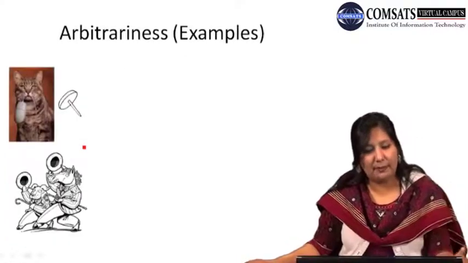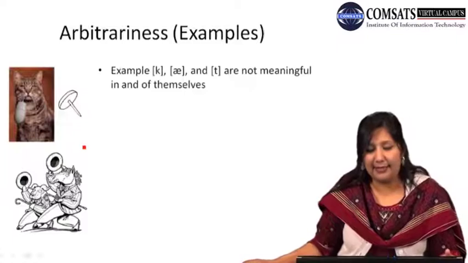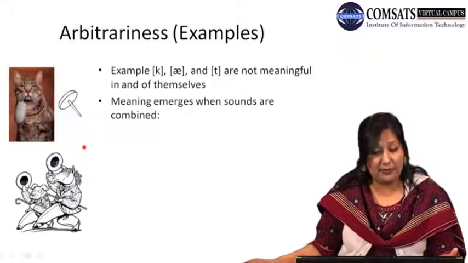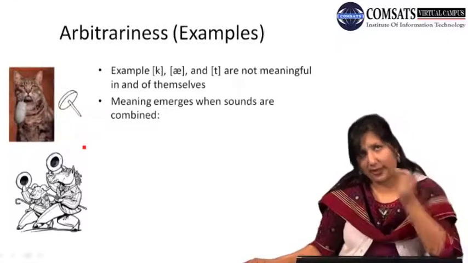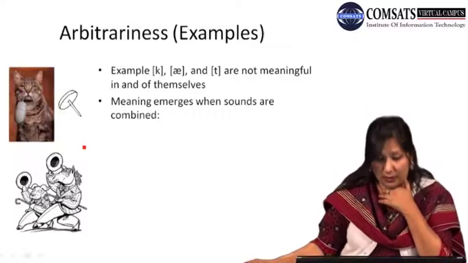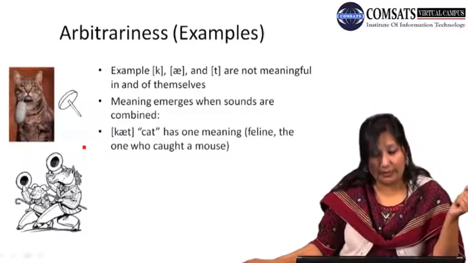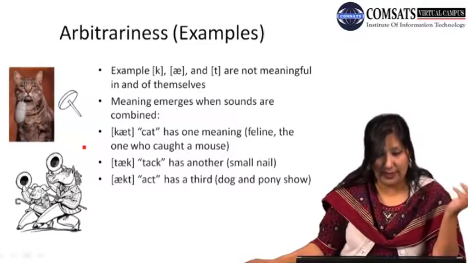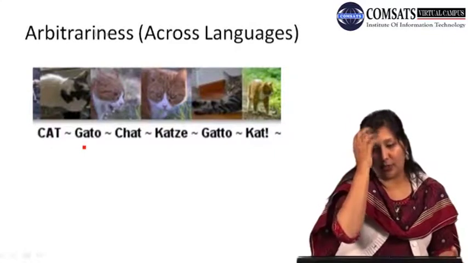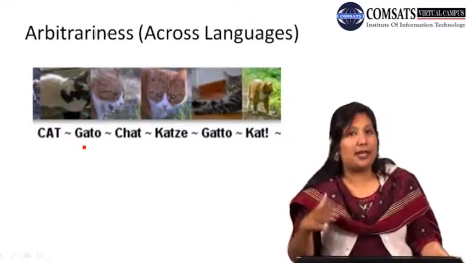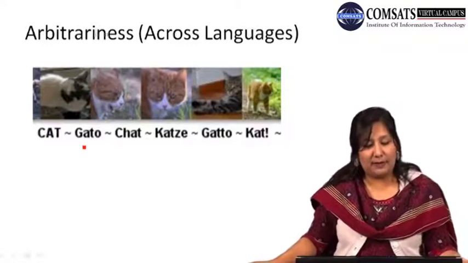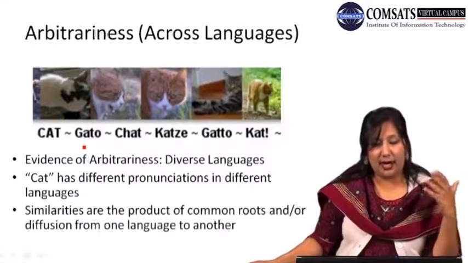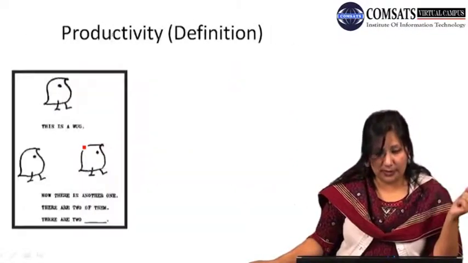For example, k, a and t are not meaningful in and of themselves. Meaning emerges when sounds are combined. With single sounds, they are not meaningful at all. Cat has one meaning, tack has another meaning, whereas on their own they don't have any meaning. Then comes arbitrariness across languages. Arbitrariness is there across different languages as well. There are diverse languages, so yes, there is arbitrariness across different languages.